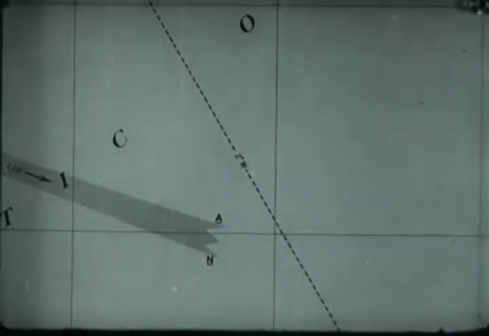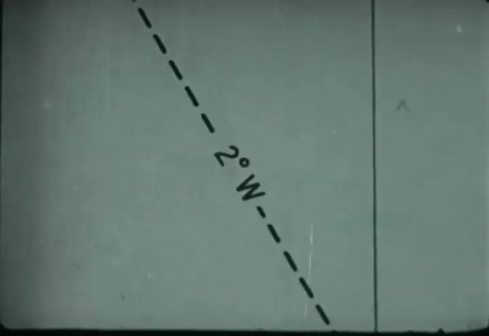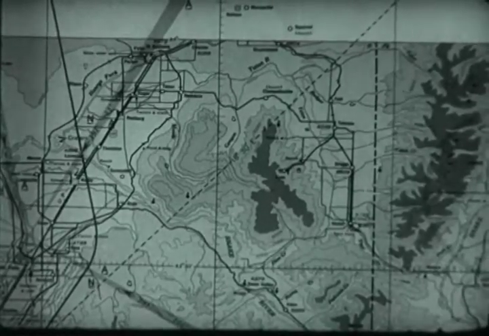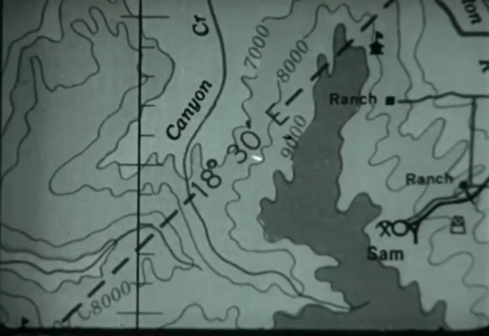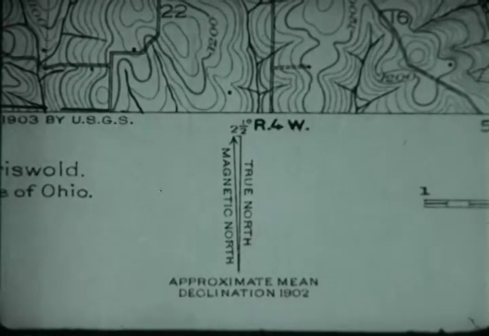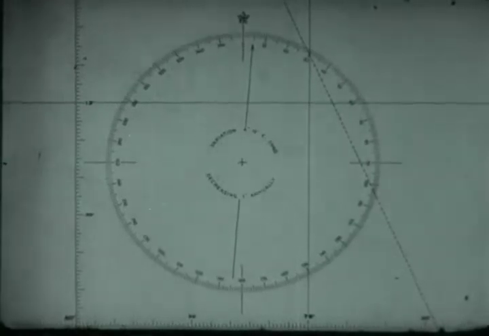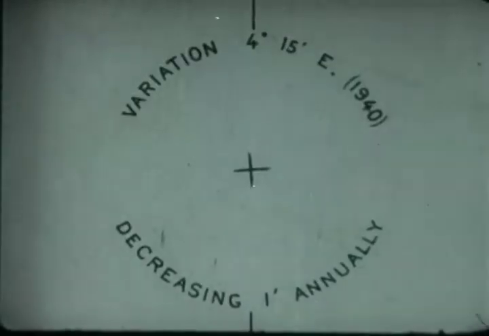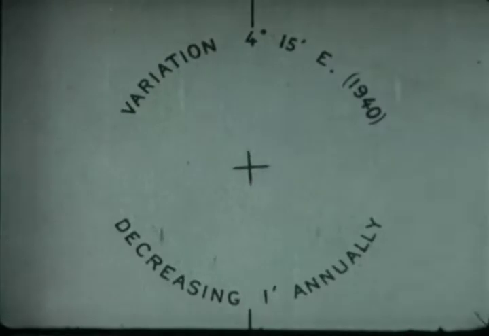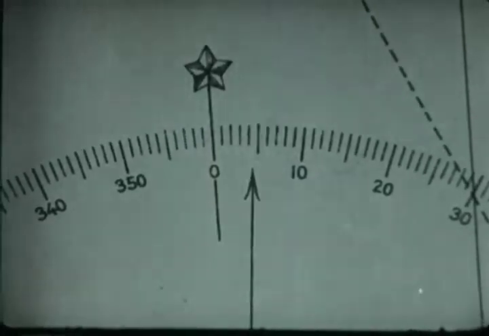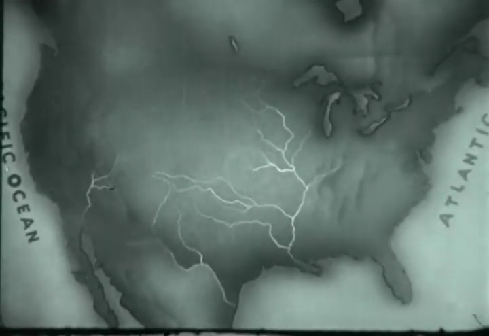On maps which embrace a relatively large area, variation is indicated by lines which connect points of equal variation. On maps of smaller area, one value of variation may suffice for the entire map. But every map contains this vital information in one place or another. Variation can be a very considerable factor.